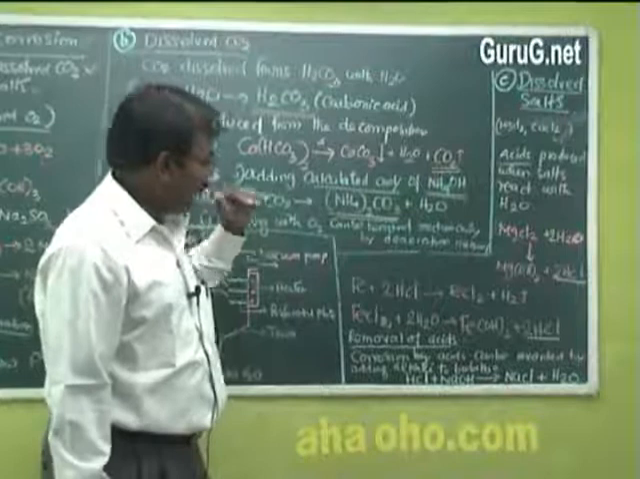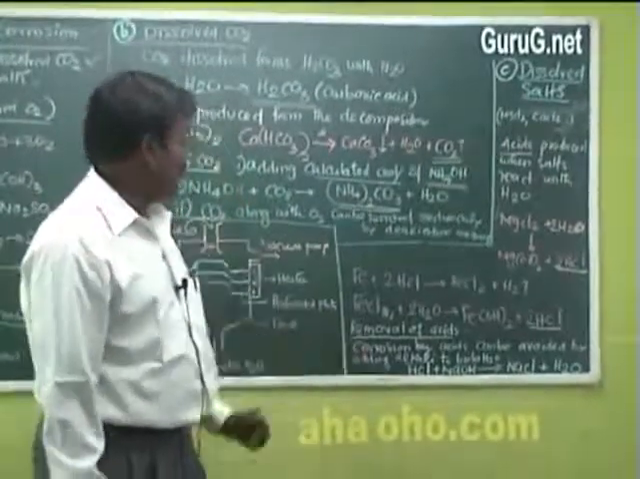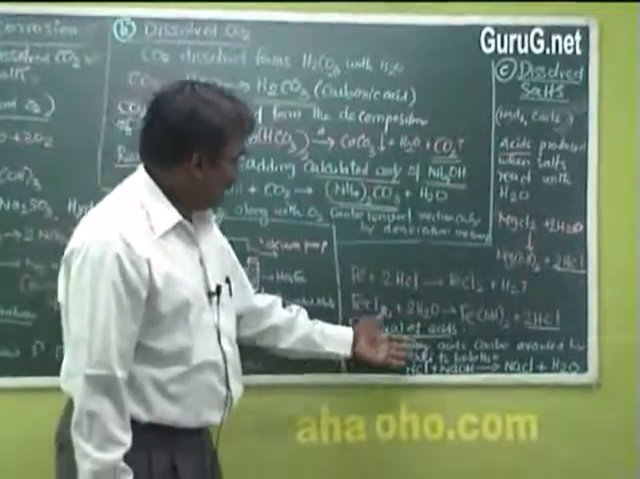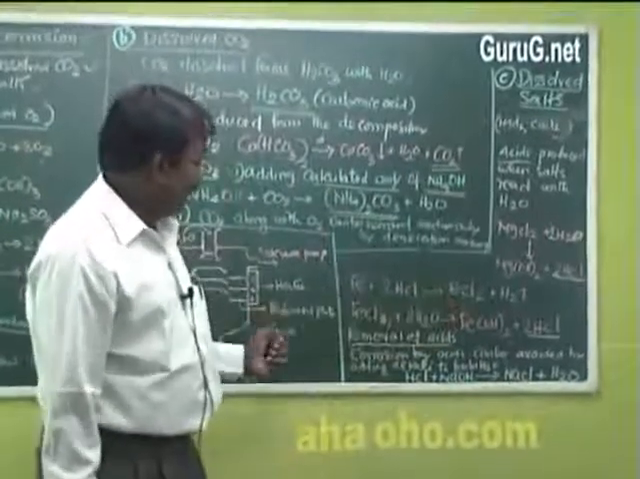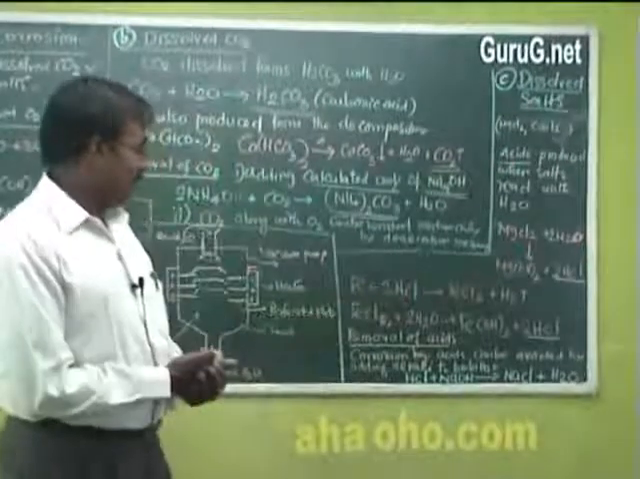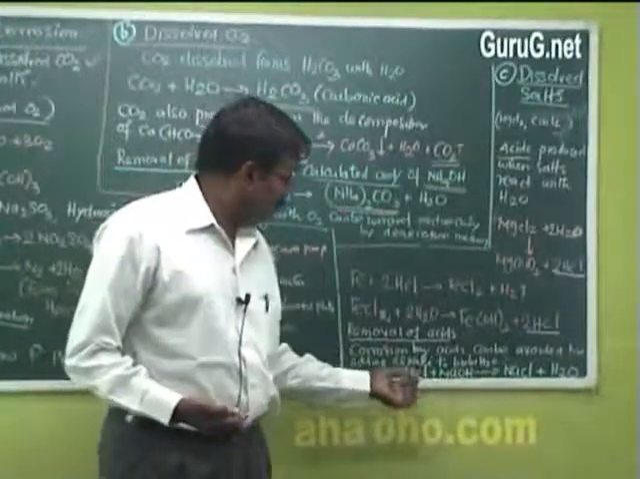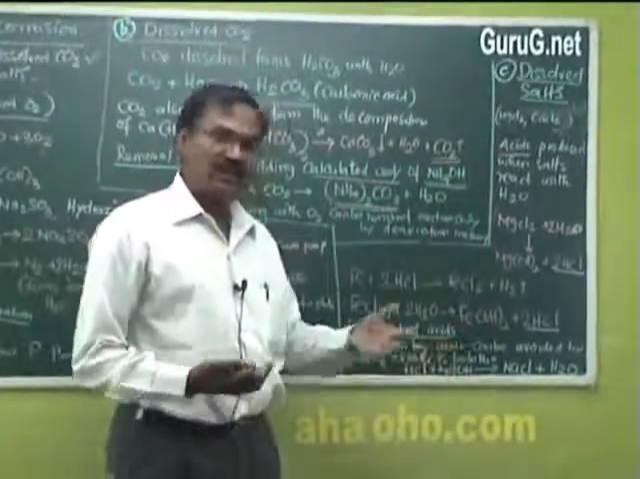So this acid produced has to be removed. So how is it removed? Corrosion by acid can be avoided by adding alkali. So we are going to remove the acid, so we can add some alkali, that is sodium hydroxide, to remove the acid formed as salt and water.